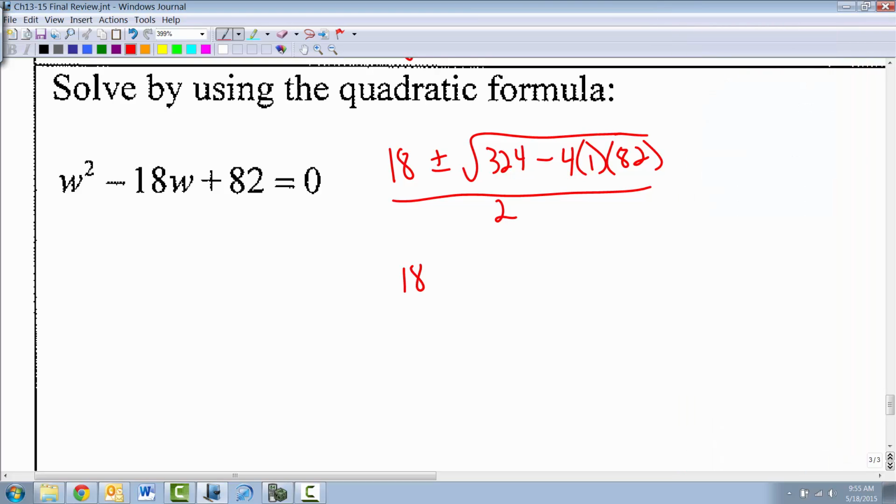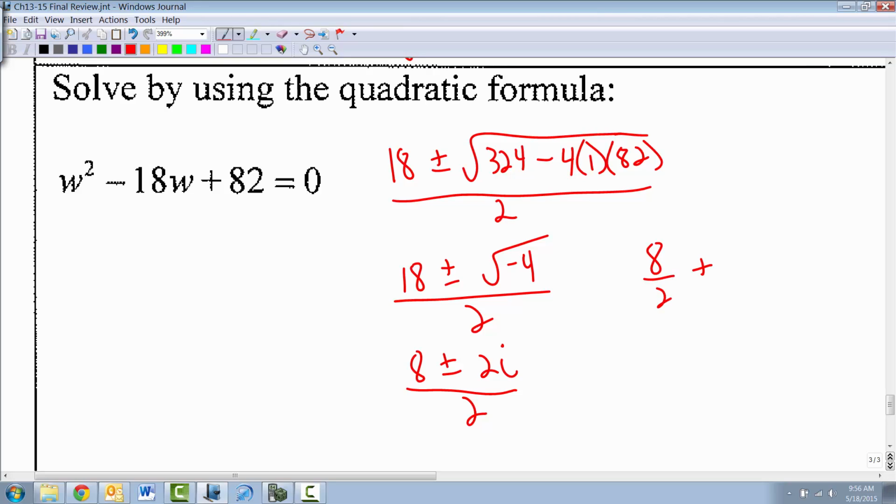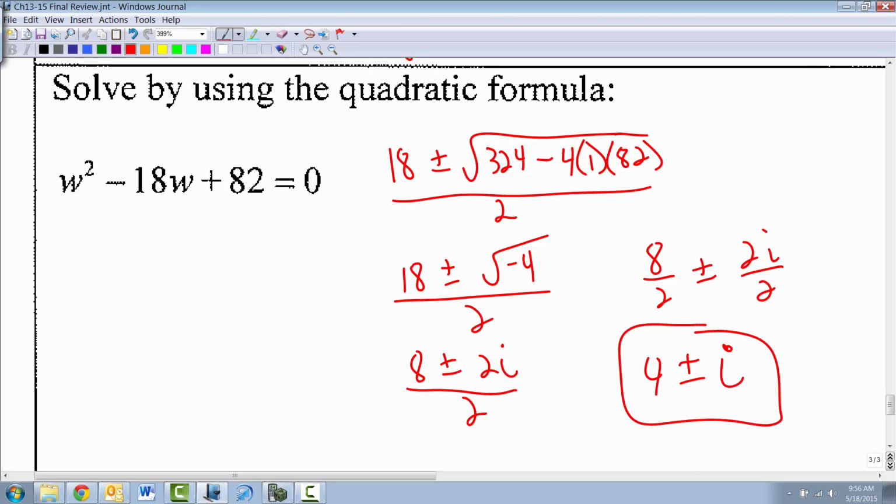Okay, so negative 4. 18 plus or minus the square root of negative 4. Now we got an i number. Okay, so what's the square root of a negative? i. What's the square root of 4? 2. So 8 plus or minus 2i all over 2. So square root of 4 is 2. Square root of a negative is an i. And then when you split this up, like we did the last one, we get a nice cleaner answer. 4 plus or minus i.